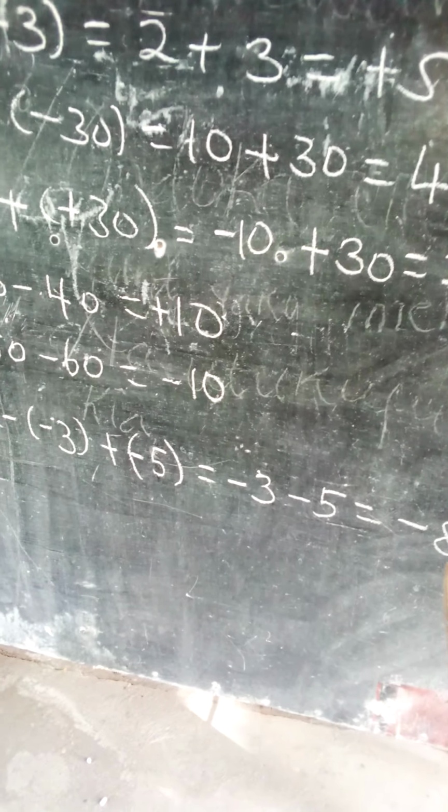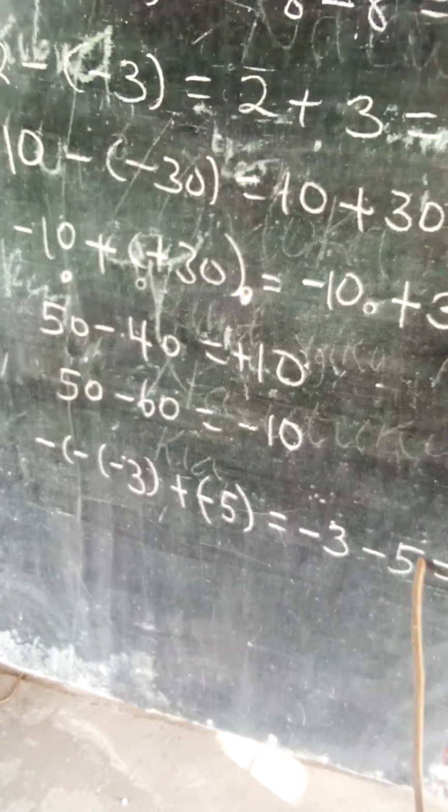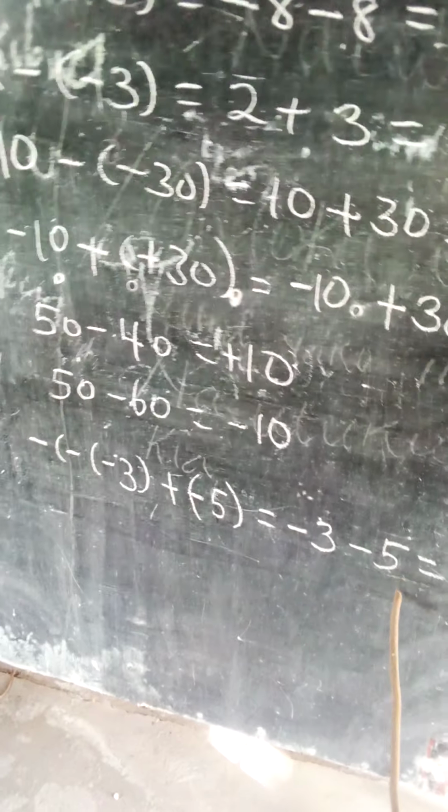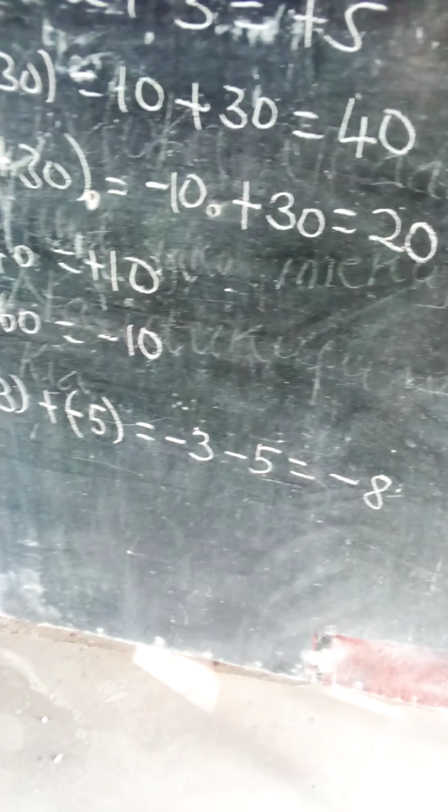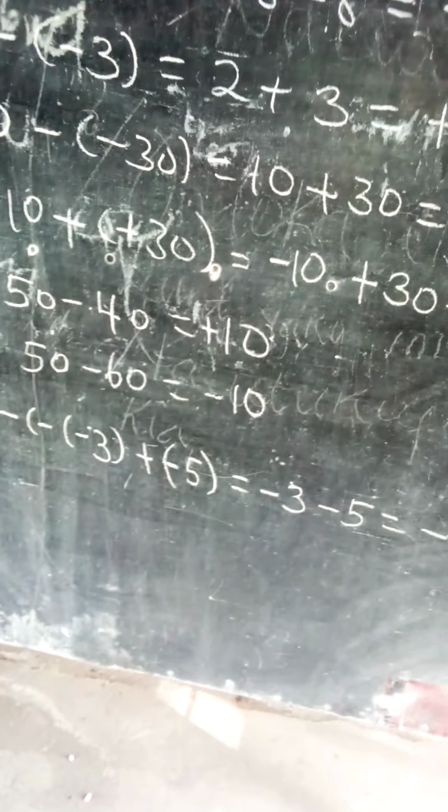Now what will be the sign of that 8? Okay, 3 and 5, which one is big? 5 is big. What is the sign of 5? The sign of 5 is negative, so the answer is -8. And that is about the operation of the integers.